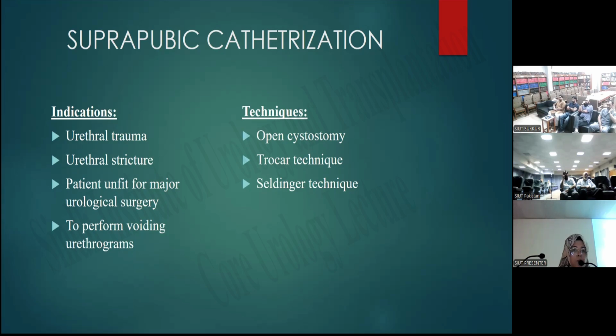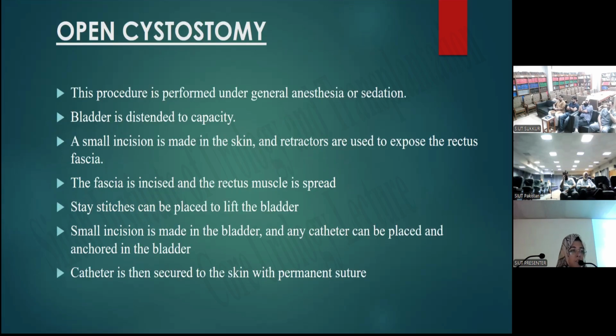First of all, we are going to discuss open cystostomy. This procedure is usually performed under general anesthesia or sedation. The bladder is distended according to the bladder capacity of the patient. Then a small incision is made around one finger breadth above the pubic symphysis, and retractors are used to expose the rectus fascia. After incising the rectus fascia, the rectus muscles are split, and stitches are taken over the bladder to lift it towards the incision. Then a small incision is made into the bladder, any catheter can be placed and anchored to the bladder, and the catheter is then secured with a permanent suture to the skin.